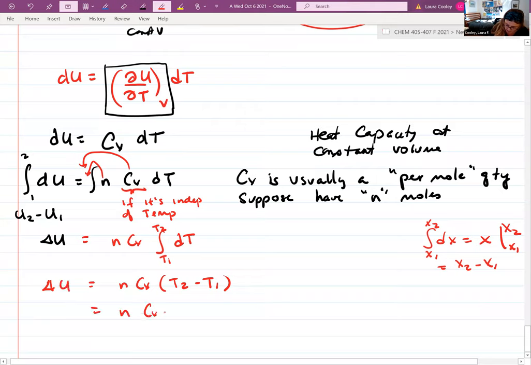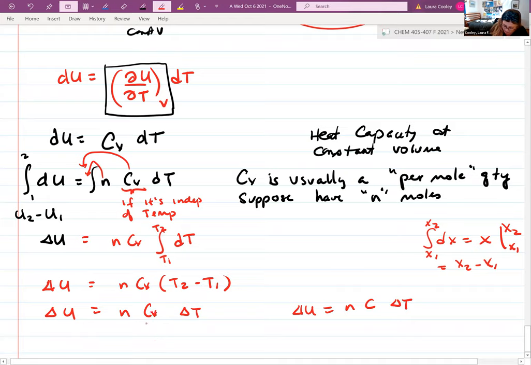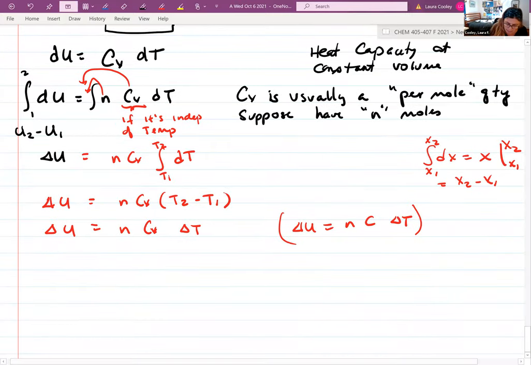or n C_V delta T. And if you remember what I showed you a few slides ago, a few minutes ago, I told you that delta U is n C delta T. So now I'm getting a little more specific about the meaning of that C. So this was earlier.